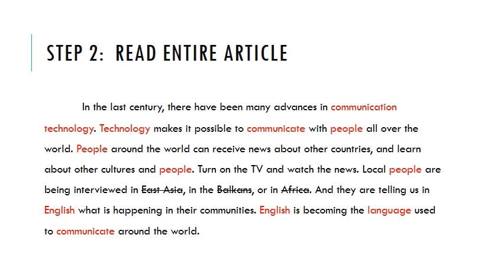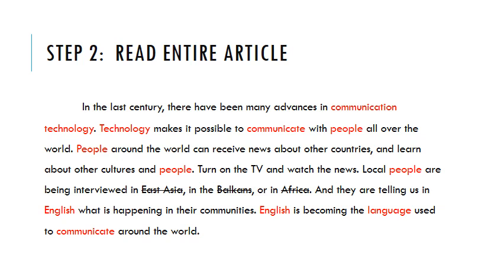In the last century, there have been many advances in communication technology. Technology makes it possible to communicate with people all over the world. People around the world can receive news about other countries and learn about other cultures and people. Turn on the TV and watch the news. Local people are being interviewed in East Asia, in the Balkans, or in Africa, and they're telling us in English what is happening in their communities. English is becoming the language used to communicate around the world.